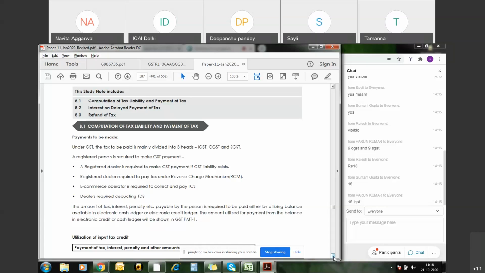Then it is the e-commerce operators who are required to collect and pay the TCS. You must have studied about the e-commerce operators and at what point their liability arises. They simply collect it. What is a good example of an e-commerce operator? Please advise on this. Any e-commerce operator?